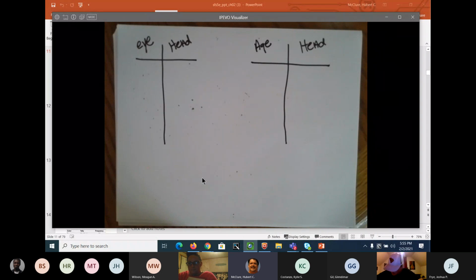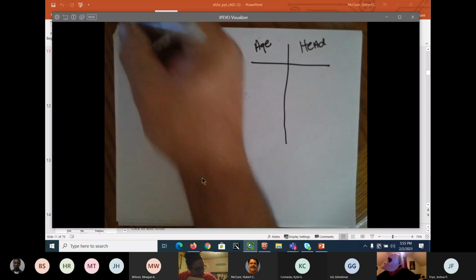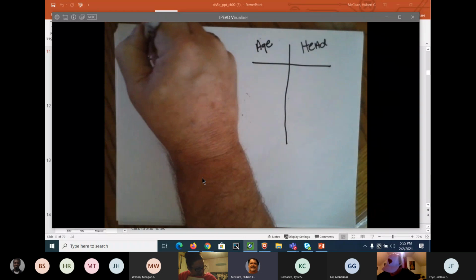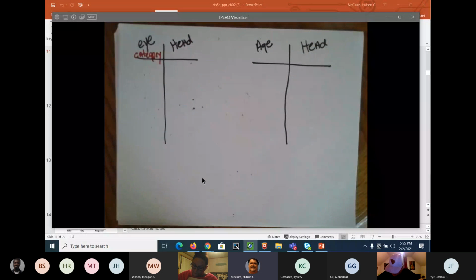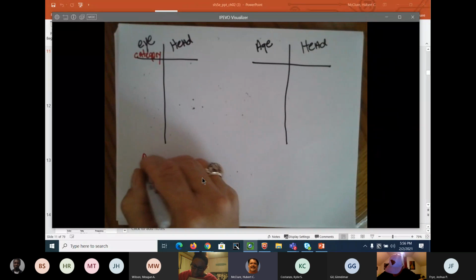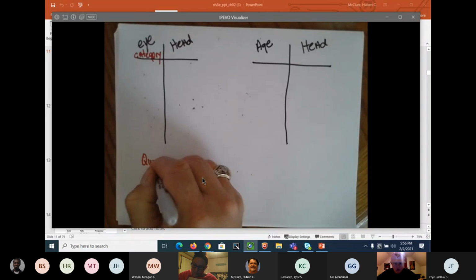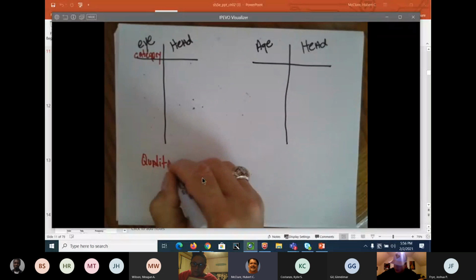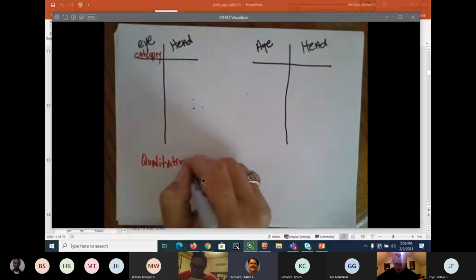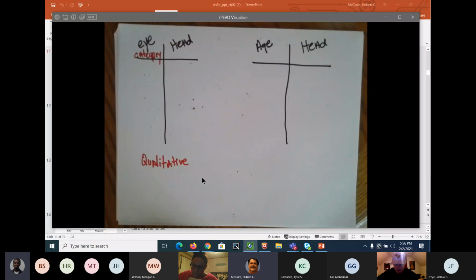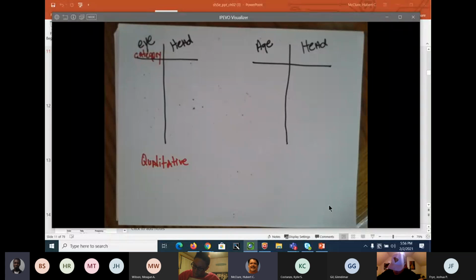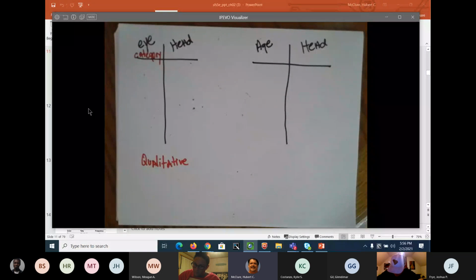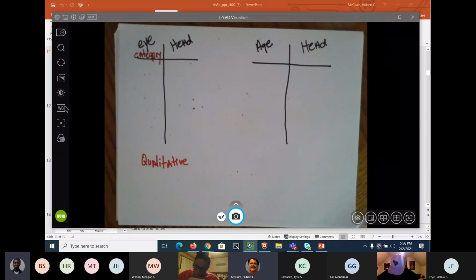Categories. Category. And category means that it's what? Starts with a Q? Quantitative. Nope, the other one. Qualitative. Qualitative goes with category. Category goes with qualitative. So that is a qualitative frequency distribution.